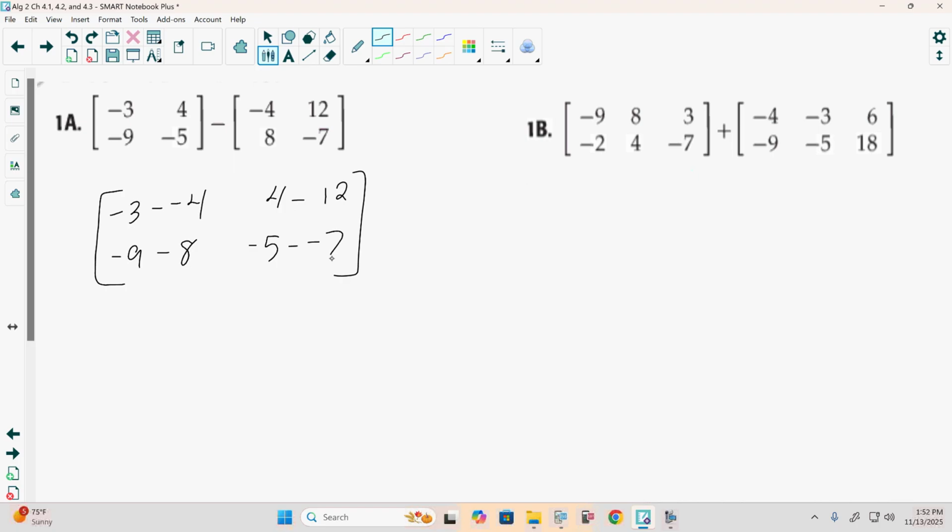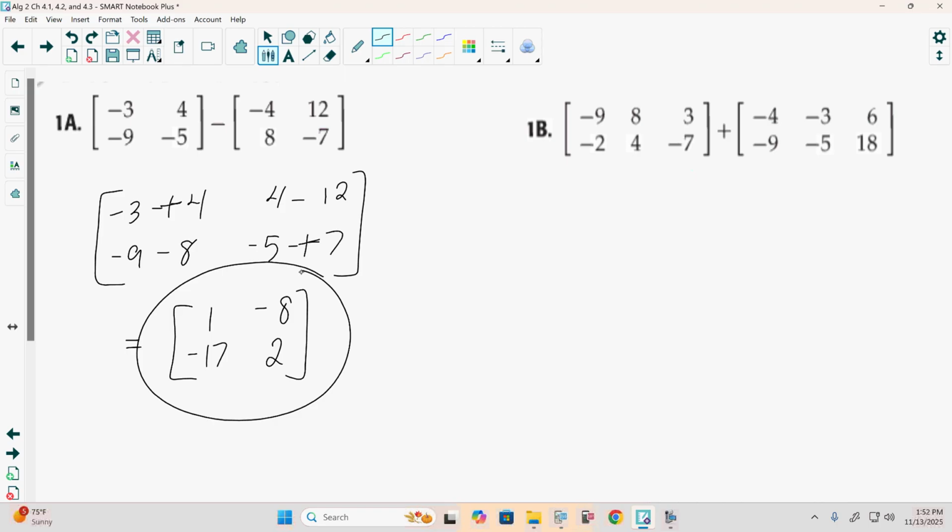Now we do have some double negatives here. If we struggle with double negatives, -3 minus -4, we can throw it straight in the calculator, but a negative and negative make a positive. Let's undo that. So it's really -3 plus 4, giving us 1. 4 minus 12 is -8. -9 minus 8 is -17. And -5 minus -7. Negative makes a plus, giving us 2.